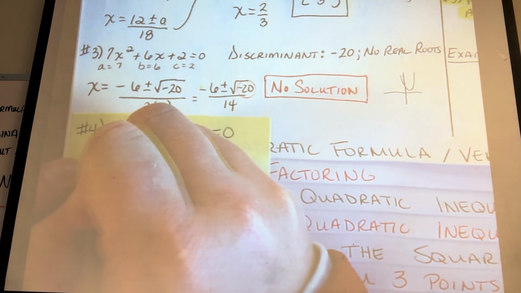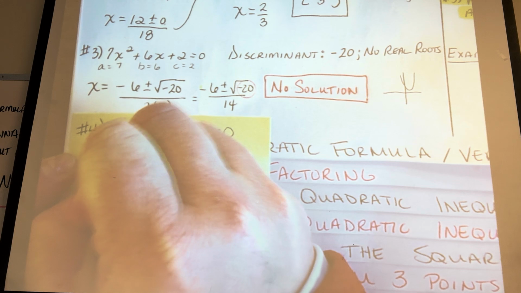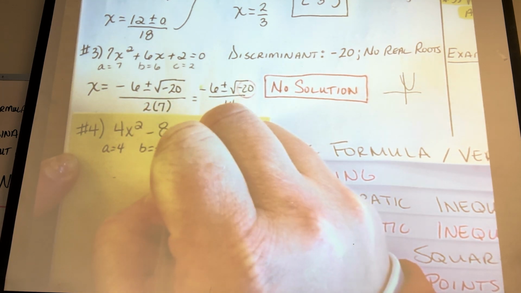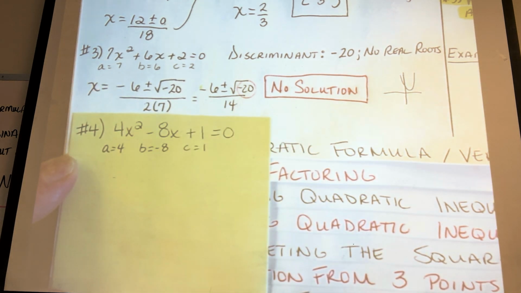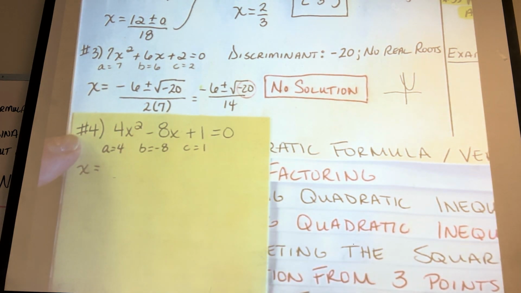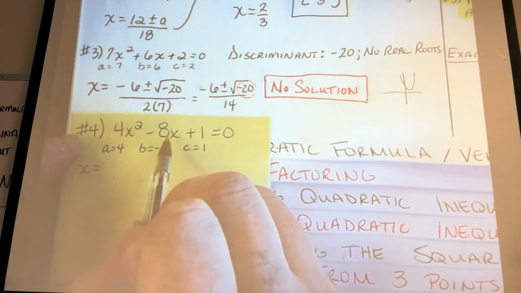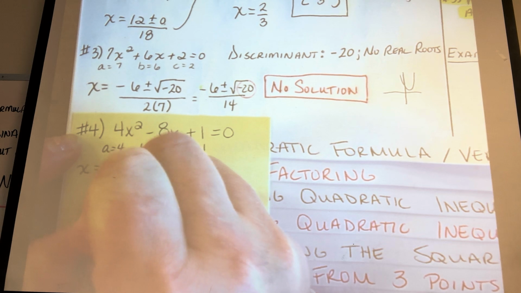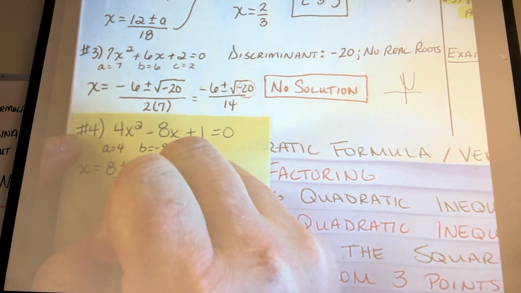All right, let's see how you did. A was 4, B is negative 8, C is positive 1. So when you substitute this in, x equals the opposite of b. B is already negative 8, so it's going to be positive 8, plus or minus the square root.